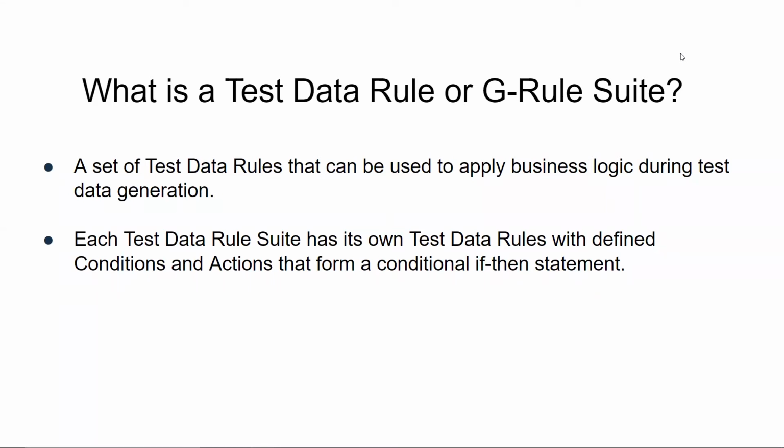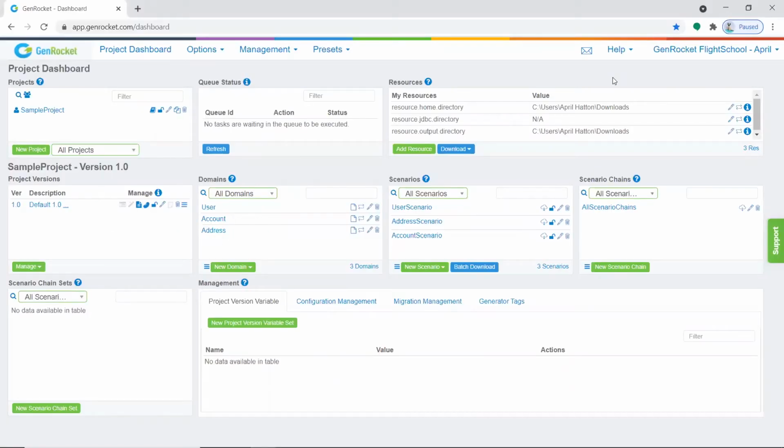It is a set of test data rules that can be used to apply business logic during test data generation. Each test data rule suite has its own test data rules with defined conditions and actions that form a conditional if-then statement. To get started, you will need to access the GRules Management Dashboard. This can be done from the project dashboard. Test data rule suites are specific to each project version within a given project. To access the GRules Management Dashboard, you will need to expand the self-serve options menu and select GRules.